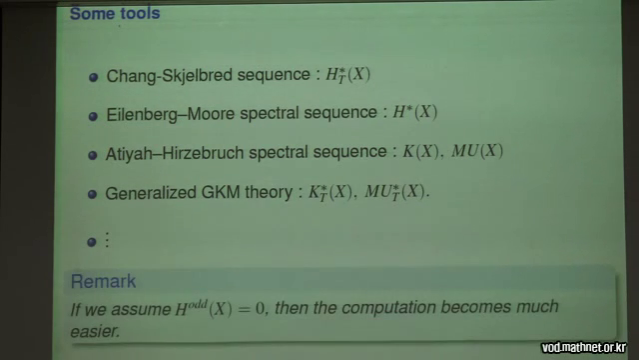But behind the actual computation of this cohomology theory, if you can assume that odd degree cohomology vanishes, then something becomes much easier than the case without this assumption.